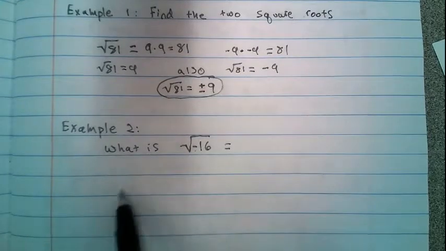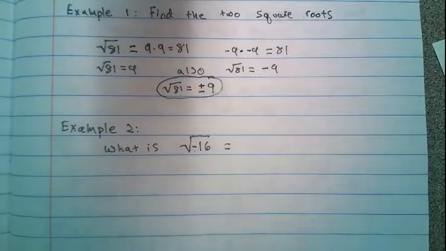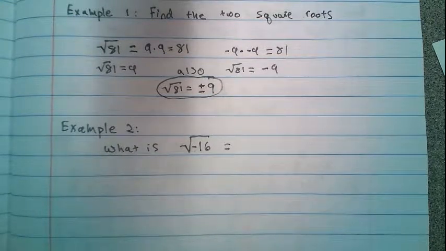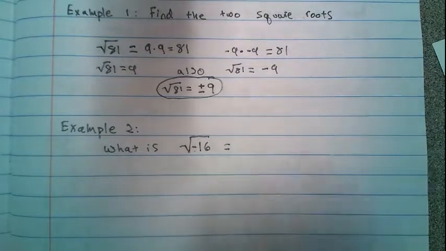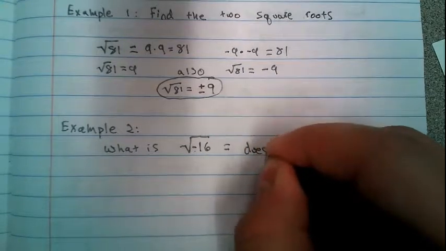So for example 2, let's say you're asked, what is the square root of negative 16? So what number multiplied by itself can give you negative 16? Let's think about it. 4 times 4 gives you positive 16. Negative 4 times negative 4 gives you positive 16. So there is no square root of negative 16, so it does not exist.